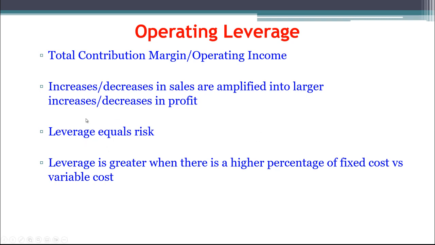Generally speaking, the more fixed cost you have, the less variable cost you'll have, thus the more contribution margin you'll have per unit. More of that sales dollar is left over because there's less variable cost to knock it away. That's the idea behind operating leverage.